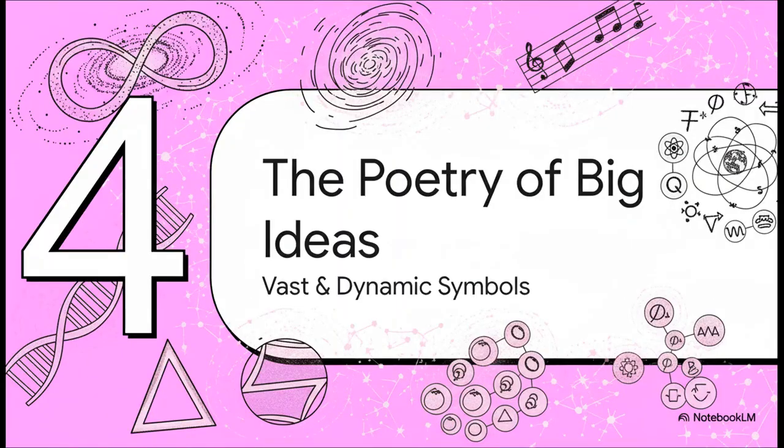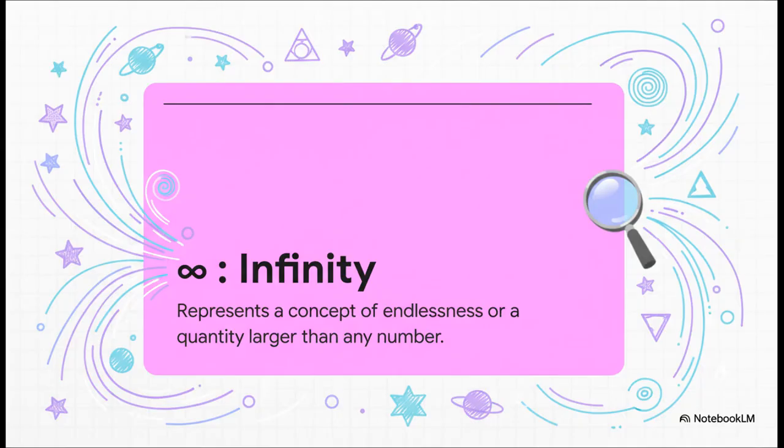Okay, we've got the alphabet, we've got some grammar. Now it's time for the poetry. These are the symbols that let us talk about the really big, mind-bending ideas, the stuff that's almost too big for words alone. Infinity. This one's a biggie. It's not actually a number, you can't count to it. It's a concept. The idea of something that just goes on and on and on forever. This one symbol manages to capture that whole mind-blowing idea of endlessness.